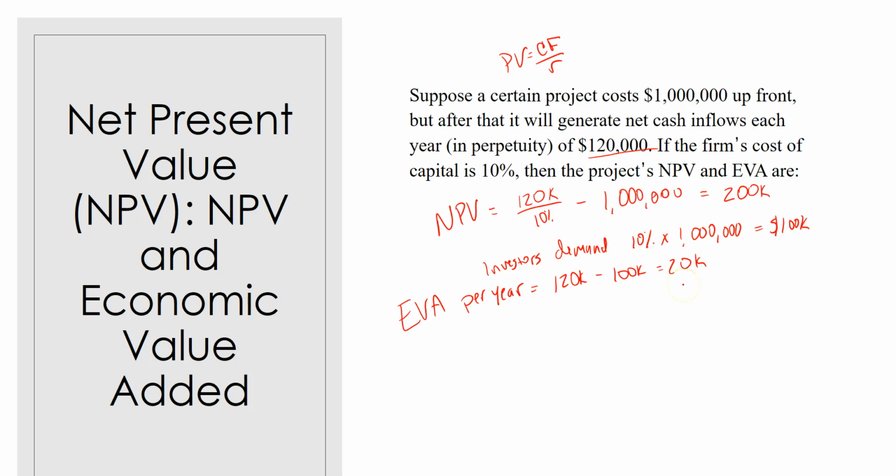The present value of this, so the economic value added for the project, is going to be the $20,000 that you earn every year forever. Discount it by your 10% cost of capital because we're finding the present value of this perpetuity, and you get $200,000. So same answer, just two different approaches for getting there.